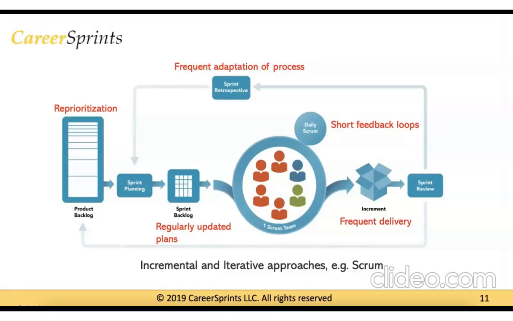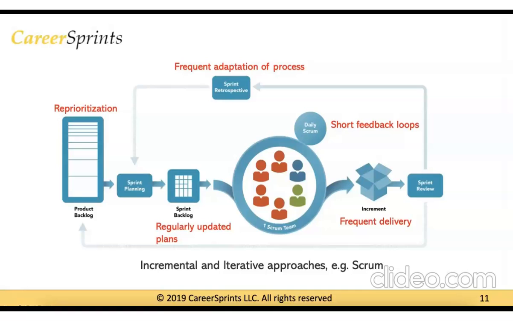For example, reprioritization is an important part of agile. And in Scrum, reprioritization of the product backlog is done on a continuous basis. Next, plans are regularly updated in agile based on feedback, and that is reflected in the sprint backlog. So, the sprint backlog can be regularly updated by the developers or by the Scrum team, to reflect any changes that are happening in their environment.